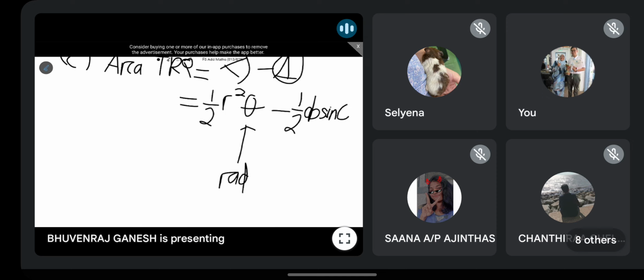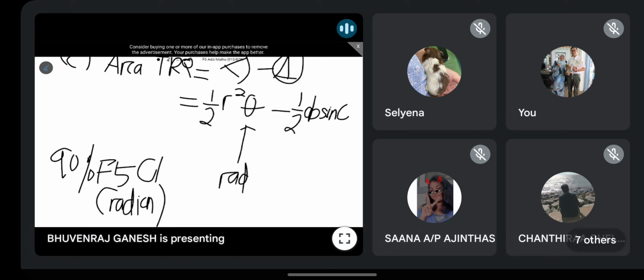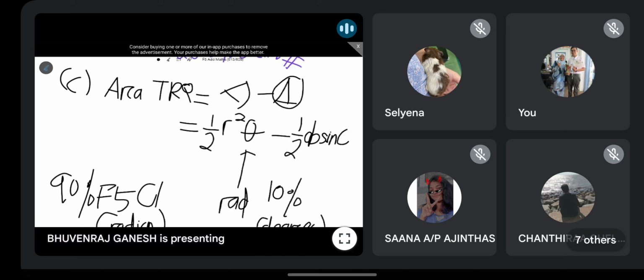90%, 90% rumus dalam bab ni, Form 5 chapter 1, kamu kena guna radian mode. Remember, use radian. Okay, 90%. Okay, why I say not 100%? 10%, you will still use degrees. Okay, when will you use degree mode guys? This is when you use degree mode.